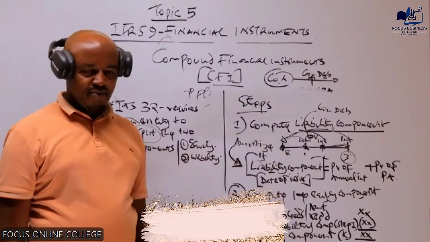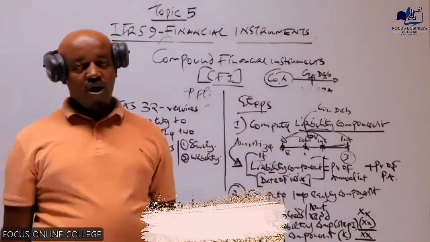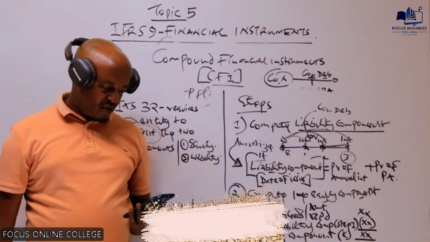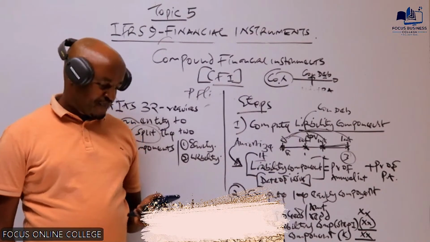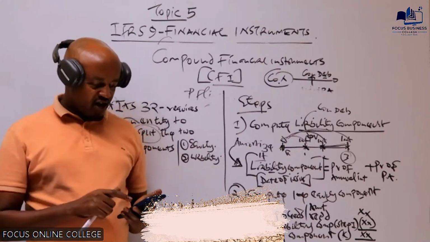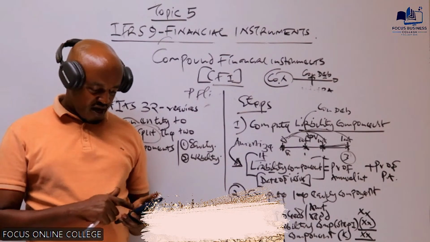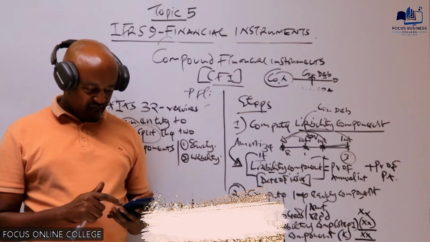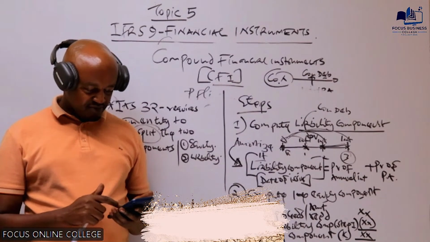So these are basically the two steps which we follow to split the equity component and the liability component of a compound financial instrument. I think with that particular knowledge, we can go to the past papers. I want us to do a question from the past papers.